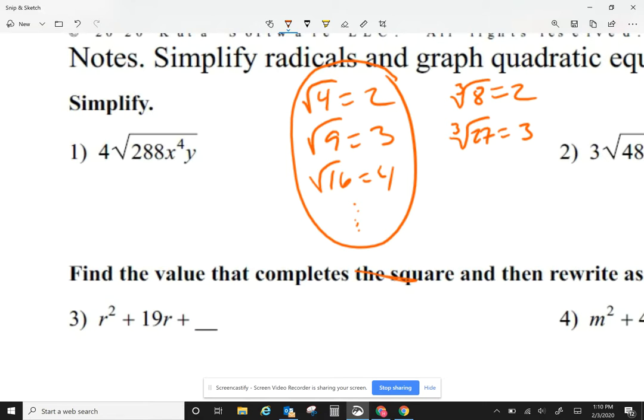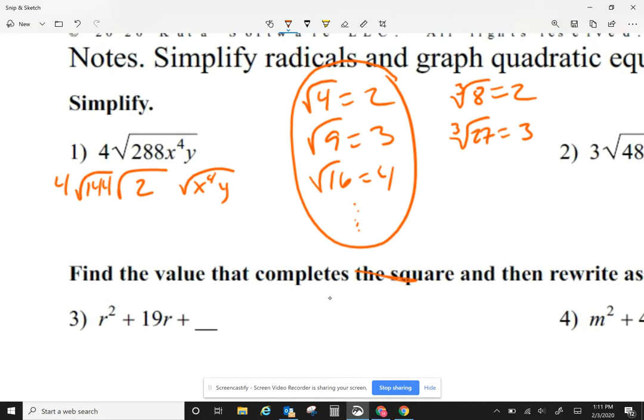So what I'm going to do, I have my 4 on the outside. I'm not going to mess with it. My 288, I'm going to split it into two radicals. One of them must be a perfect square. So I'm going to break this as 144 times 2. I'm looking at two numbers that multiplied equal 288, one of my radicals being a perfect square. And then on the letters, I have x to the 4th and y to the 1.